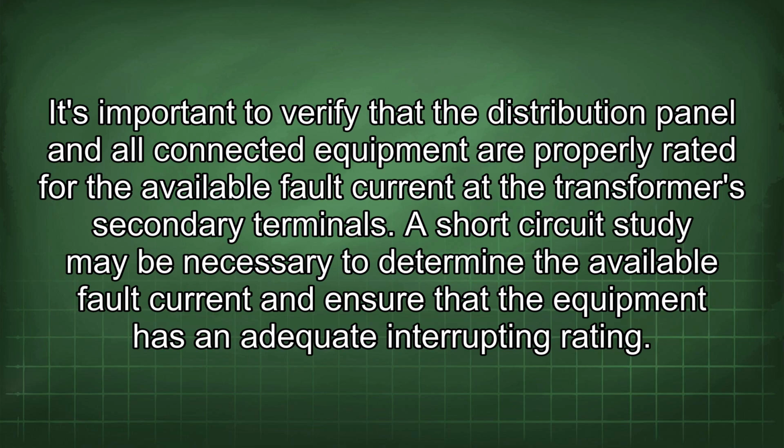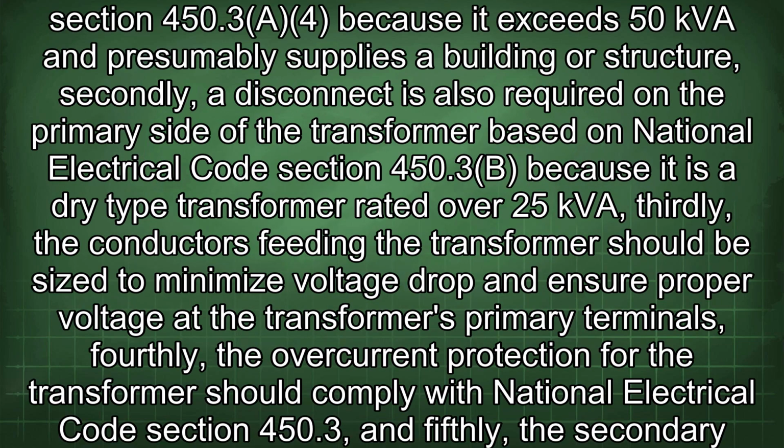To summarize the key points, firstly, a disconnect is required on the secondary side of the 750 kVA transformer based on National Electrical Code Section 450.3 because it exceeds 50 kVA and presumably supplies a building or structure.